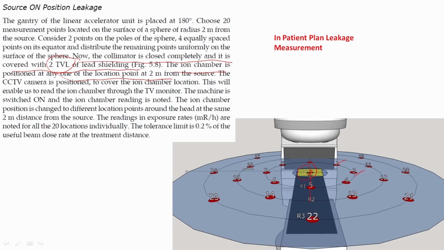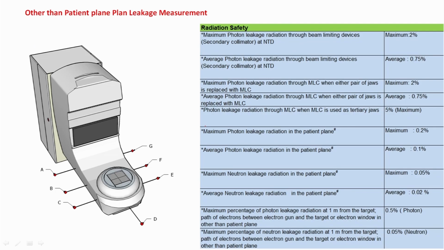So it is the ratio of the dose which you are getting with an open 10 by 10 field size at ISO center, and the dose with shielding of 2 TVL, with the collimator jaws completely closed, at these points. When you take the ratio and multiply by 100, your percentage of leakage should be 0.2%. So this is the source on position leakage measurement.